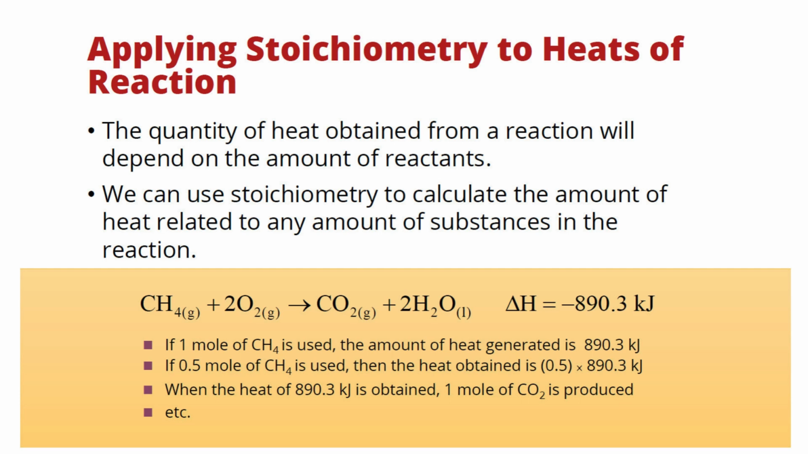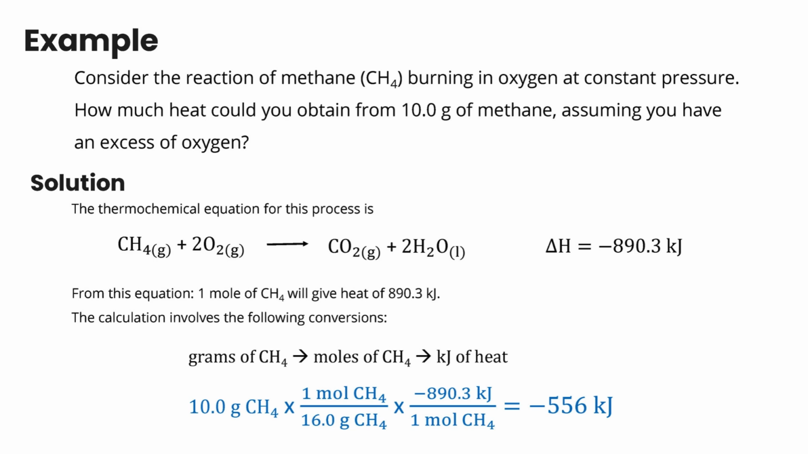Precise. So let's say you have a specific amount, like the example asks. How much heat do you get from burning 10.0 grams of methane, assuming you have enough oxygen? How do we use that equation? It's a standard stoichiometry problem, just with energy added. You got it. Start with the mass, convert to moles, then use the ΔH value as a conversion factor linked to the moles in the equation.